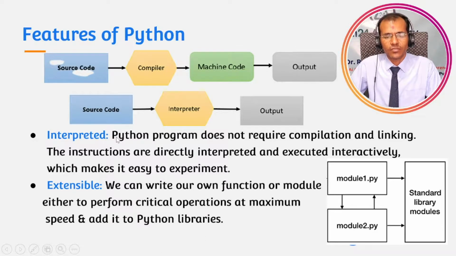Now the next feature of Python programming language is that it is an interpreted programming language. So what is the meaning of interpreted programming language? A Python program does not require compilation and linking. The instructions are directly interpreted and executed interactively, which makes it easy to experiment.